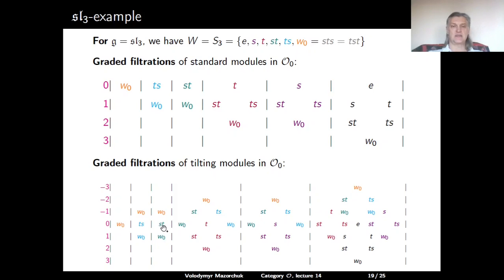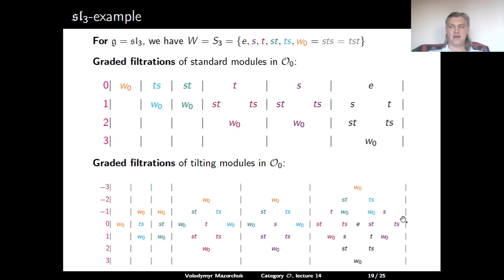So for ST, the situation is similar by swapping the roles of S and T. To get the tilting module for T, we need to apply the indecomposable projective functors, first theta T and then theta S. We get the module which has delta T at the bottom, then delta ST and delta TS put on top of it, and then delta W0 at the absolute top of the module. And then for the tilting module for S, we just swap the roles of T and S.